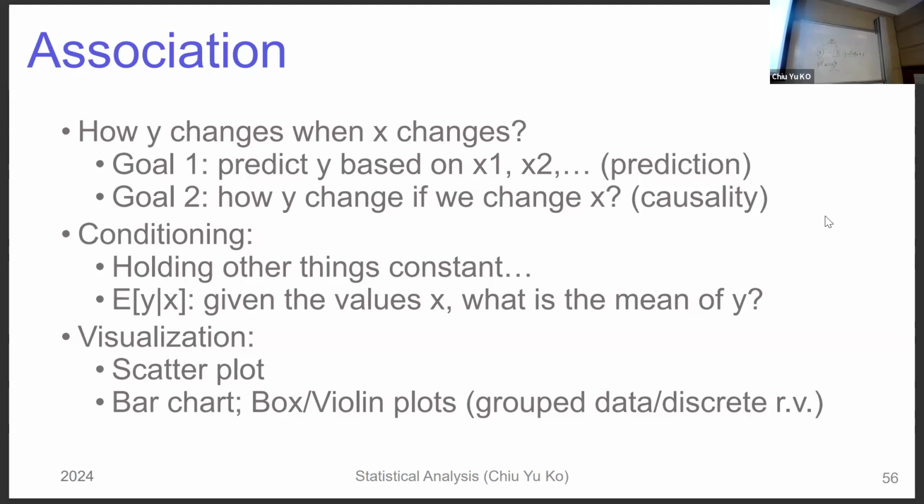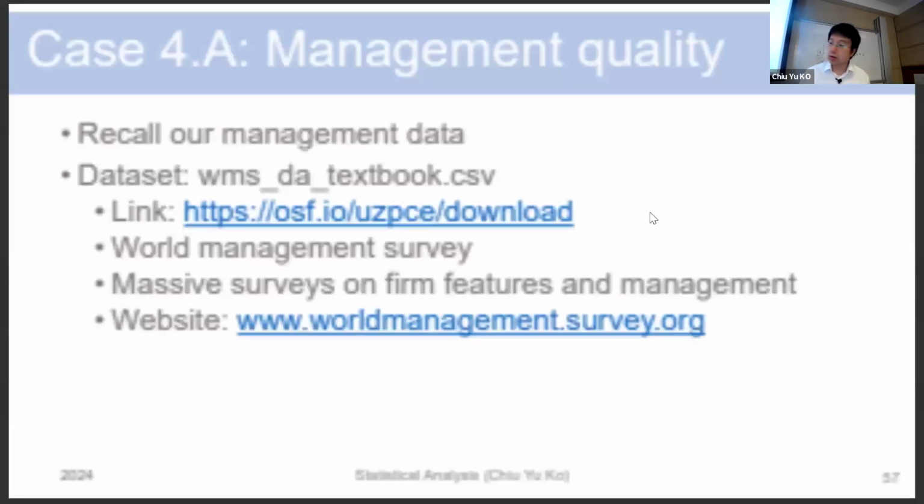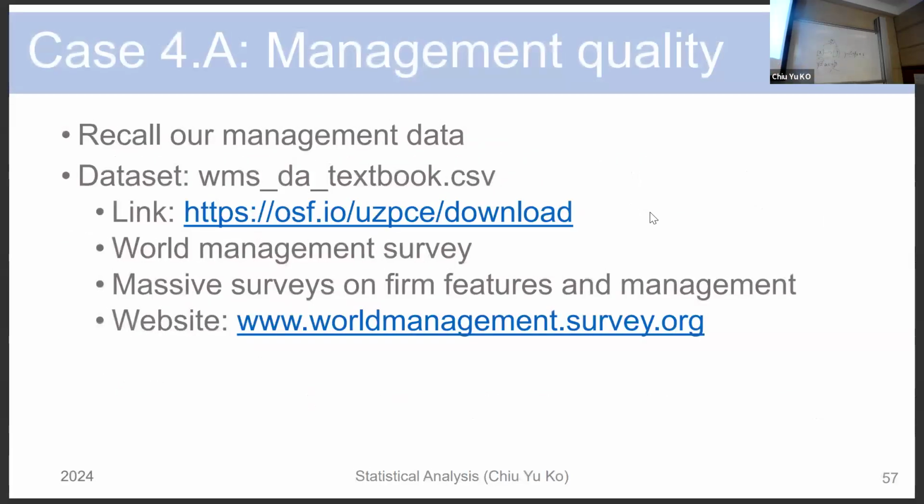But the first step is that we would do a scatter plot or a bar chart to visualize this relationship first, okay? And later we talk about regression or other machine learning methods, okay? So we will go back to the data. In class one, we have talked about the management scores around the world, right?